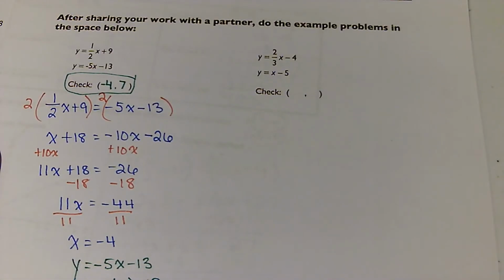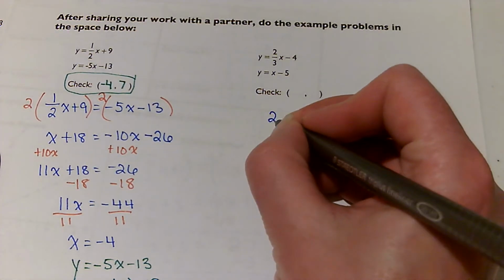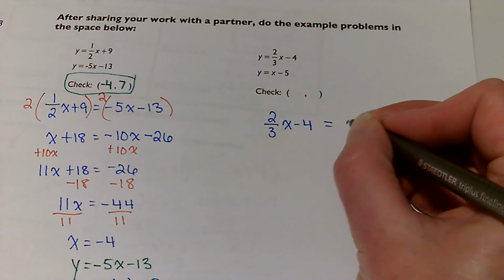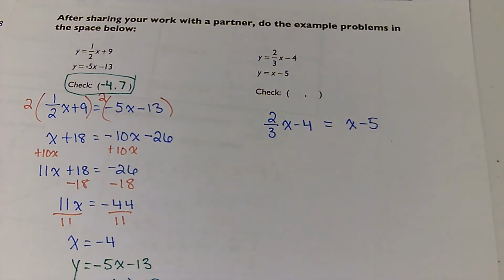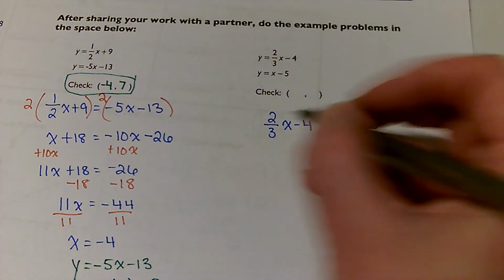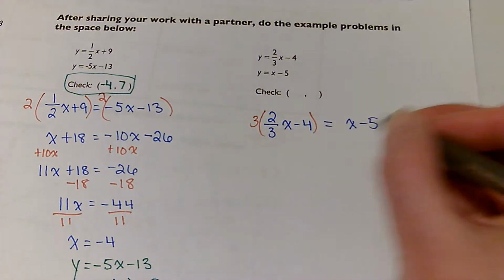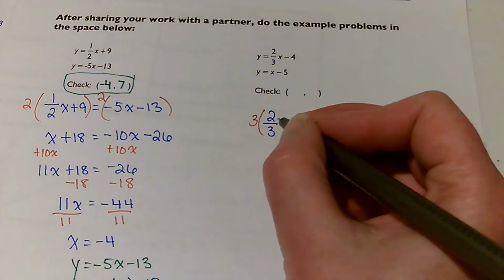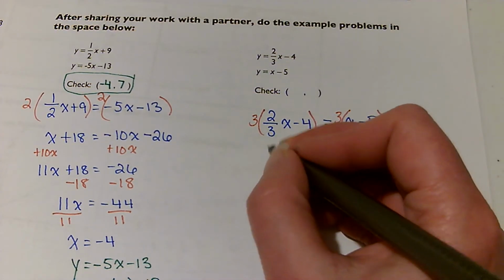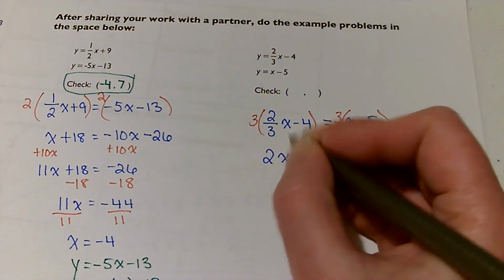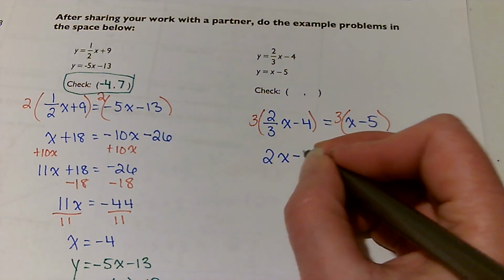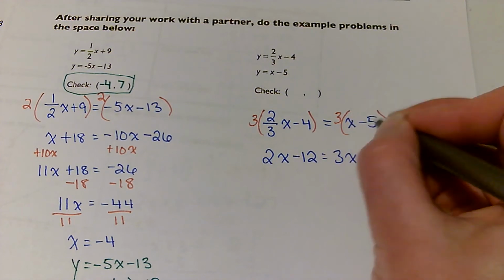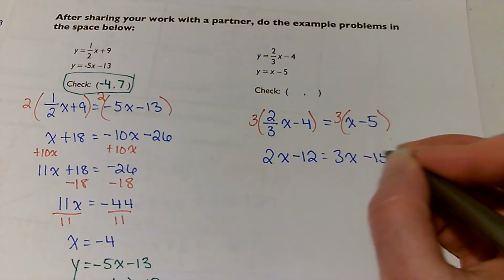See if you did the next one right. 2/3 x minus 4 equals x minus 5. I'm going to multiply both sides by 3. I'm going to distribute the 3. 3 times 2/3 is 2x. 3 times negative 4 is negative 12. 3 times x is 3x. And that's a negative 15.